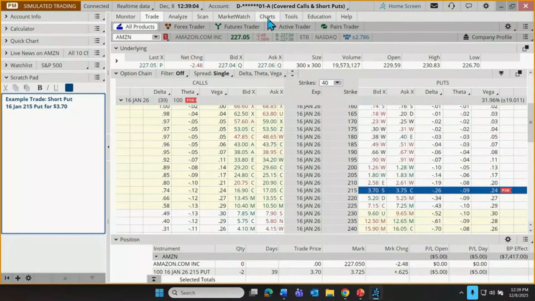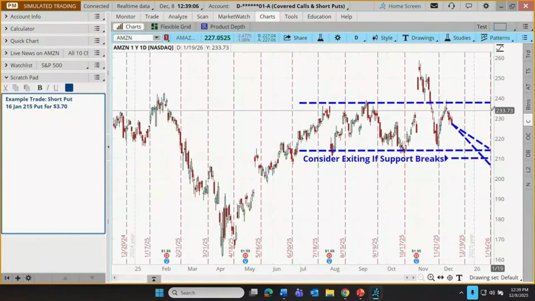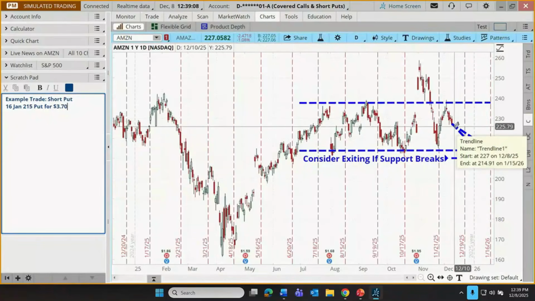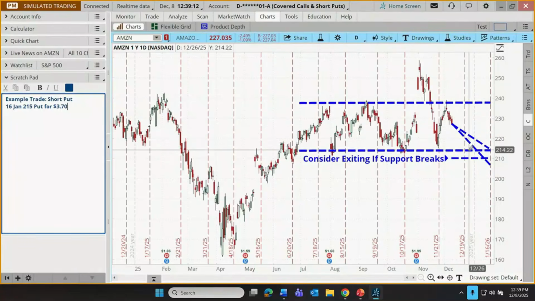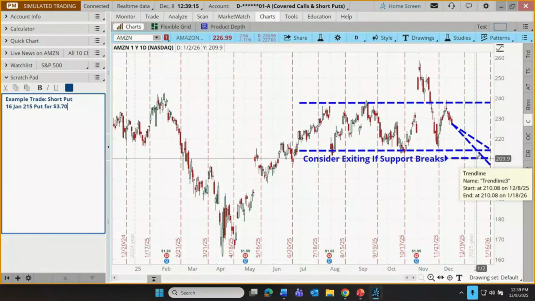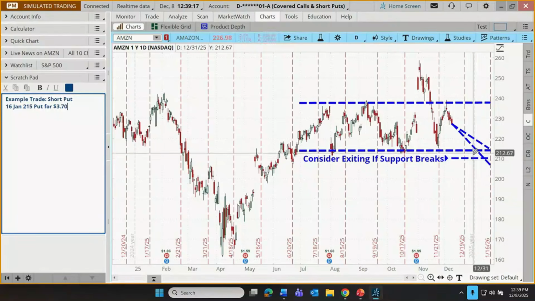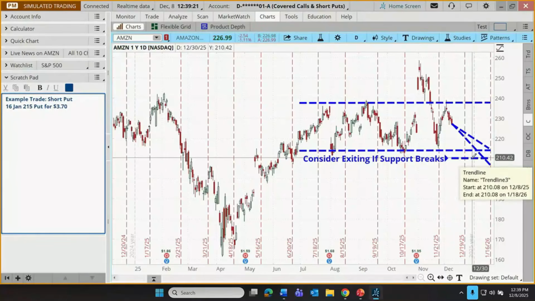So we have a plan now. We're going to let this ride, hopefully just to see this expire worthless come January 16th. But if the stock happens to fall down below 210, below this support level, we'll look to buy the contract back. If it's assigned at that point, we'll decide what to do with the shares, probably sell calls.